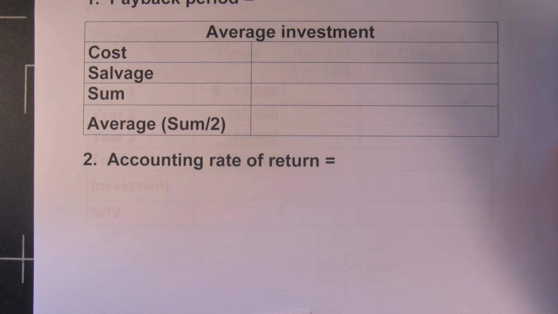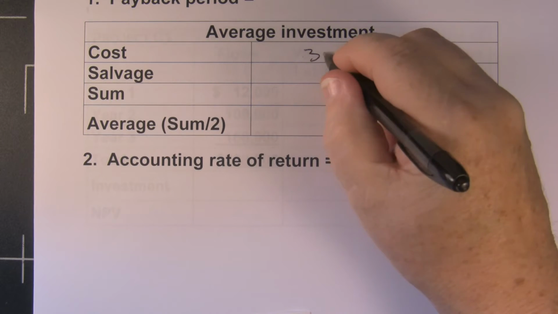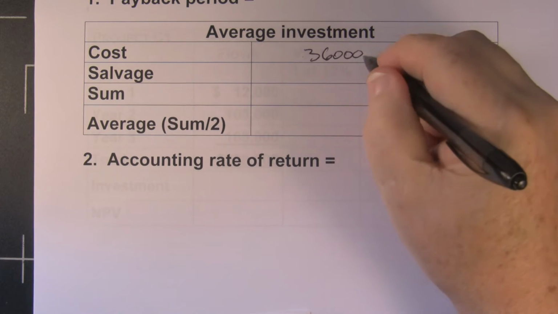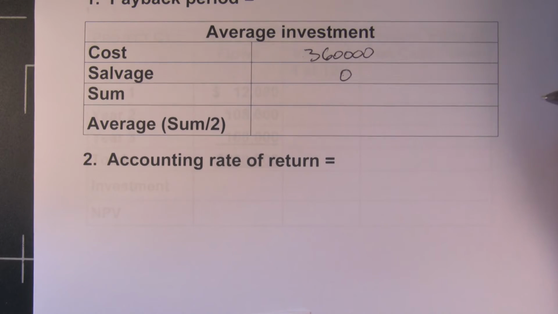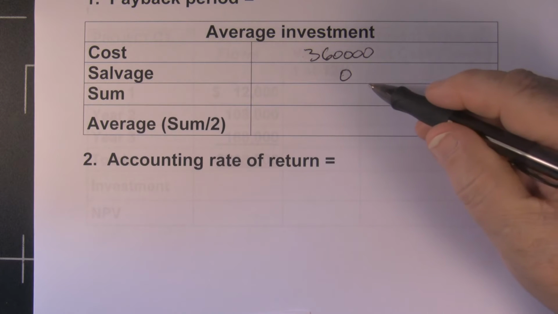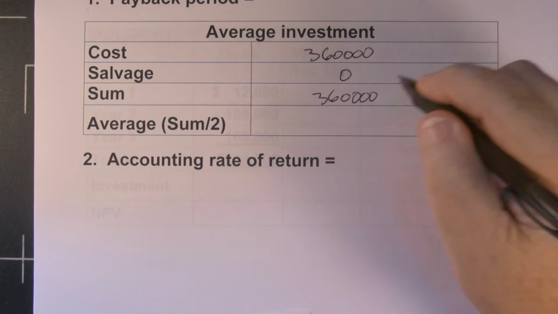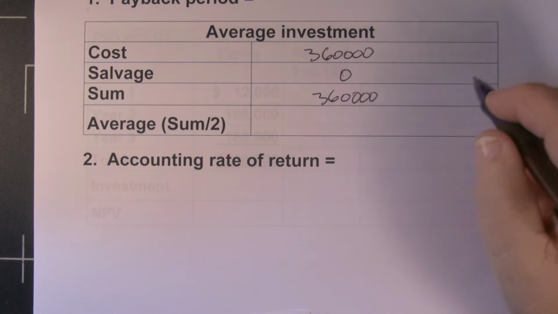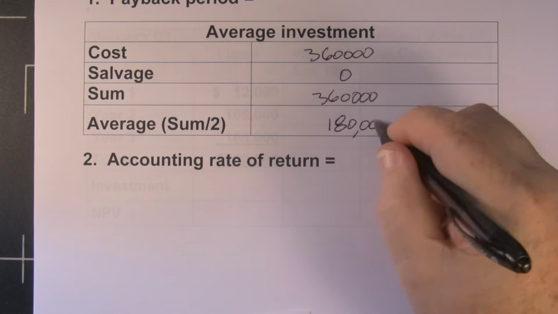So let's take our payback period and figure that out. We're paying $360,000 for this asset. They tell us that at the end it'll be worth zero. So our total investment is $360 plus zero, $360. So our average investment is that divided by 2, or $180.